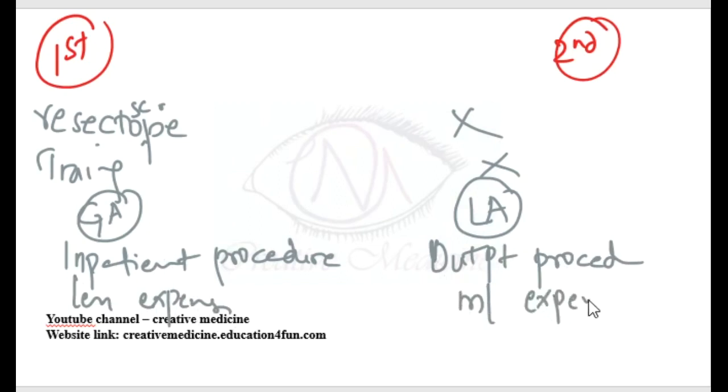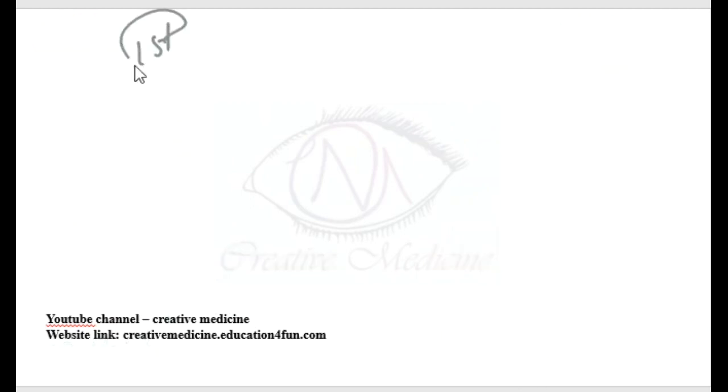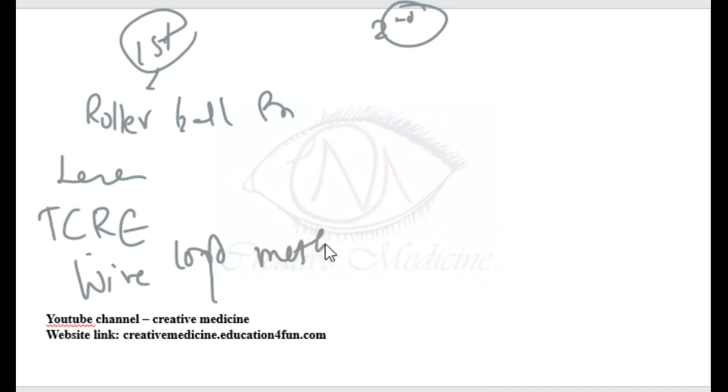In first generation endometrial ablation, the fluid media used for distension has increased chances of fluid overload, whereas in second generation no distension media is used. Examples of first generation endometrial ablation are the roller ball method, laser method, transcervical resection of endometrium, and wire loop method. These are first generation endometrial ablation.